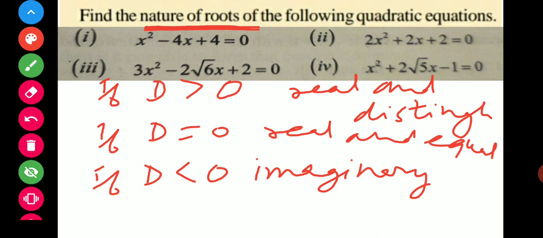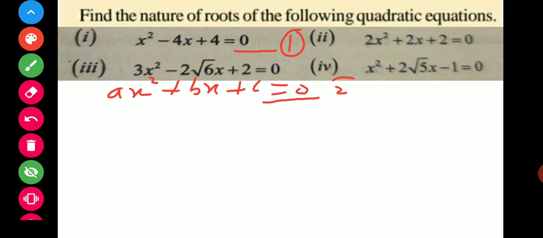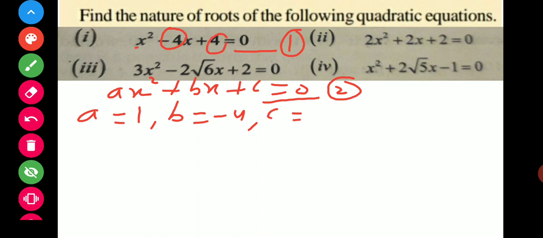So now come to the first question. That is your first question. First you compare with the help of this equation ax square plus bx plus c equal to 0. That is equation second. Now compare. So find the value of a. A is 1. Now b is equal to minus 4. And c is equal to plus 4.